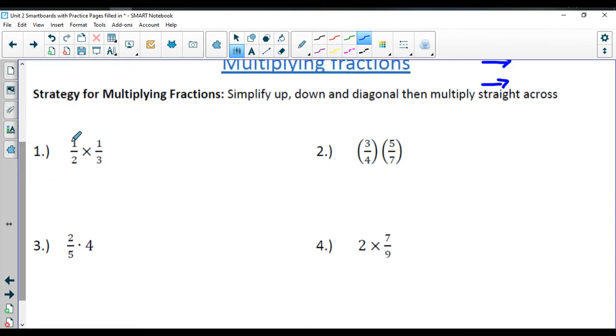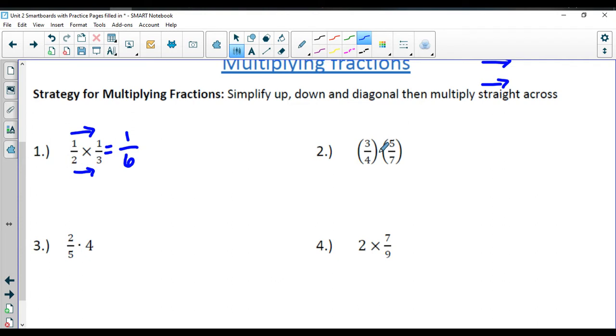So in question number 1, we always check up and down, and on our diagonals to see if there's any common factors that we can reduce. In this case, here we don't have any, so we're going to just multiply straight across. 1 times 1 is 1, 2 times 3 is 6. So we get 1/6.